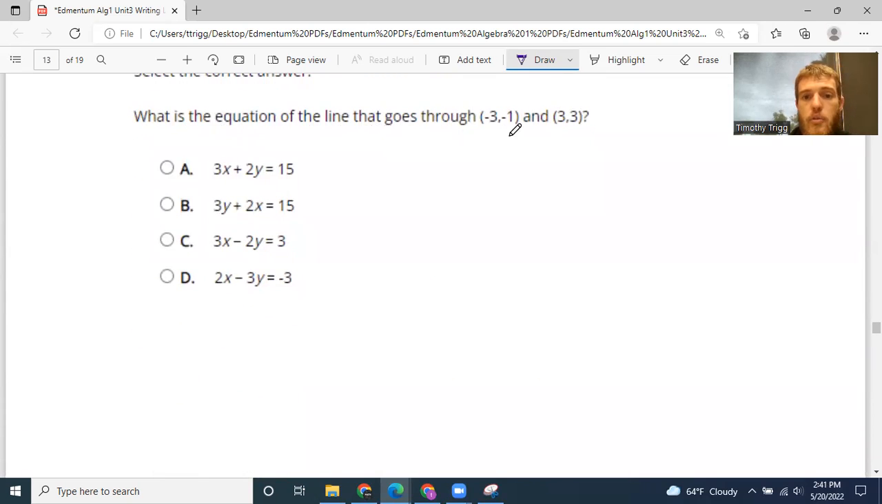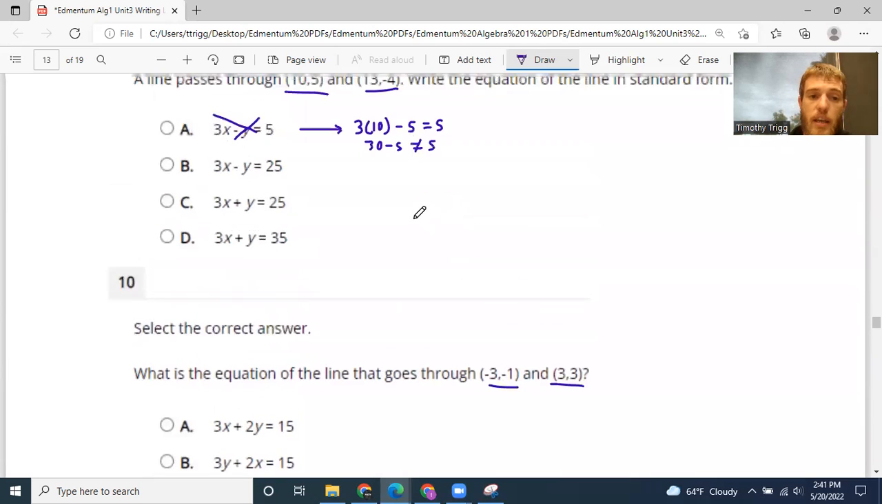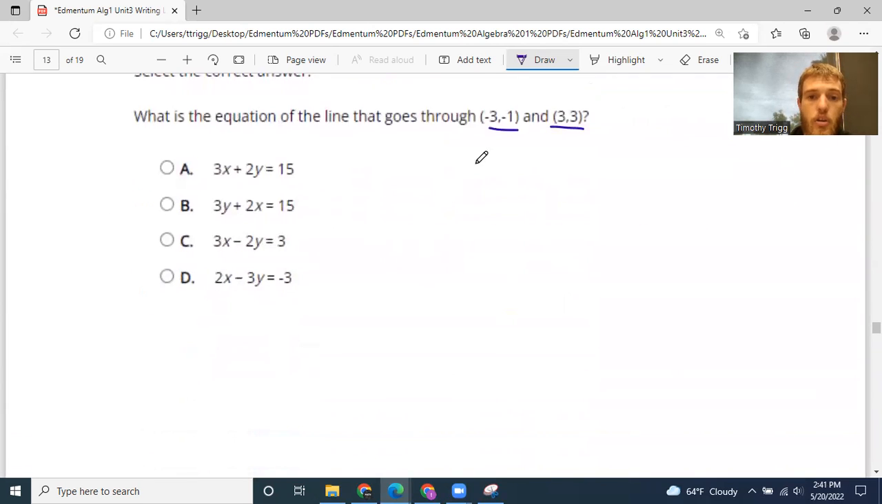What is the equation of the line that goes through these two coordinate points as well? So this one's exactly the same as what we did for the last one. So you can just plug in the points to see which one of these equations gives you a true statement for both of these. Okay, so you'd replace the x and the y with these coordinates and see if it works. So let's go ahead and try this answer choice A. This would be 3 times negative 3, again replacing the x with the x coordinate, plus 2 times negative 1 equals 15.